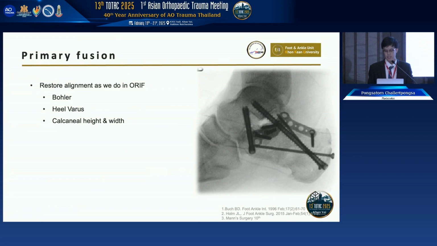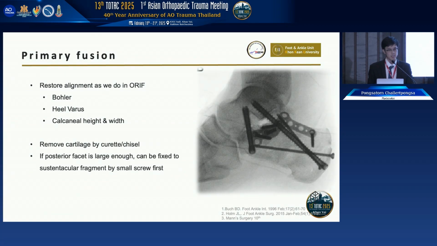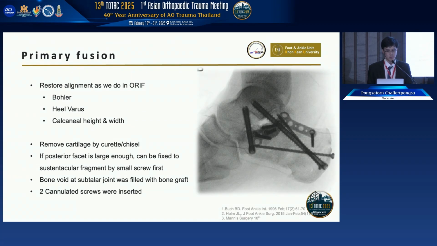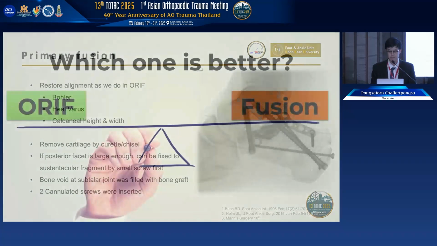As I mentioned earlier, it is suggested to restore the calcaneal morphology first, like we do in ORIF, before doing the arthrodesis. After that, the subtalar joint is prepared by removing the cartilage with a curette or chisel. If the joint fragment is large enough, please try to fit it into the sustentacular fragment with a small screw. In some cases, you may need a bone graft to fill the bone void after the fixation. In the final step, two standard cannulated screws are inserted to stabilize the fusion site.